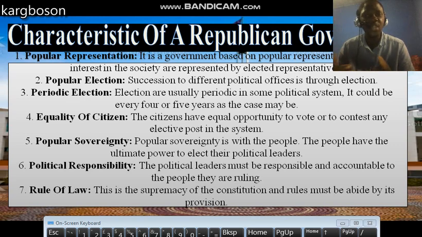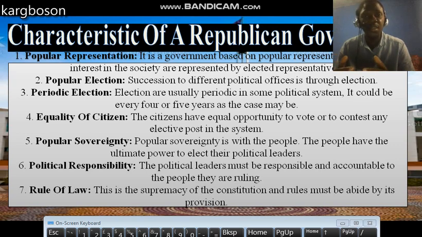You also have popular sovereignty. Popular sovereignty is with the people. The people have the ultimate power to elect their political leaders. Political responsibility. The political leaders must be responsible and accountable to the people they are ruling. You have the rule of law. This is the supremacy of the constitution, and rulers must abide by its provisions.